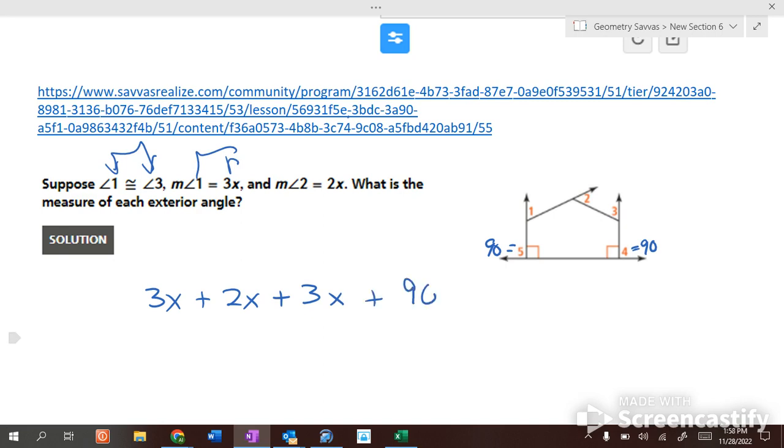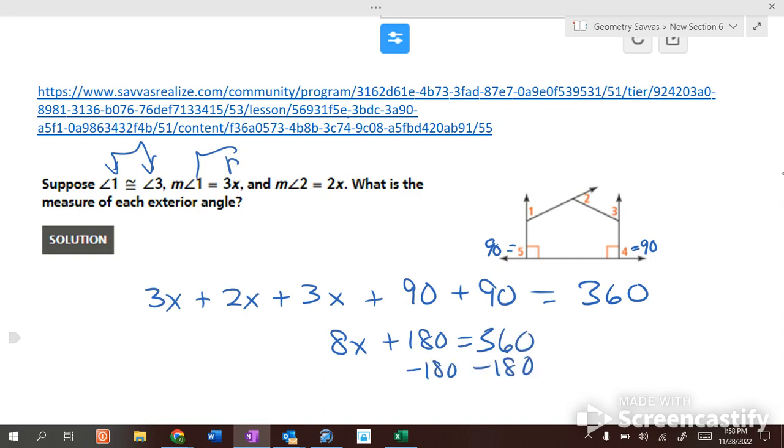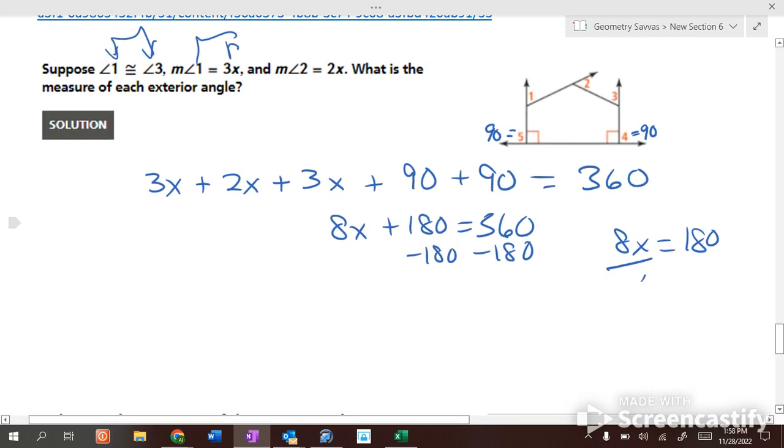We know that 4 is 90 and 5 is 90. And what should the exterior angles all add up to? 360. So we can figure out what angles 1, 2, and 3 are by figuring out what x is. What's 90 plus 90? 180. What's 3x plus 2x plus 3x? 8x plus 180 equals 360. So if we subtract 180 from each side, 8x equals 180. If we divide by 8, x equals, what is it, 15?